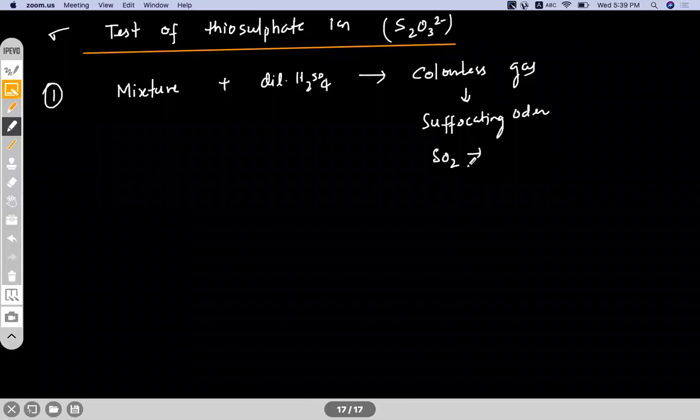And it turns the solution yellow. Yellow also, the solution also turns yellow. That is what SO2 does. This confirms the presence of S2O3 2 minus in the mixture.